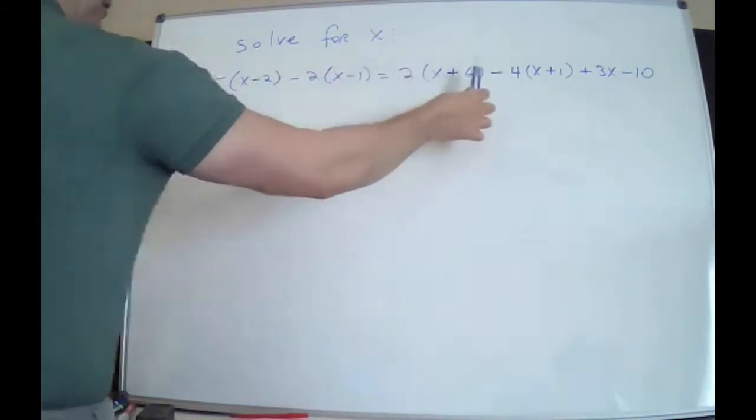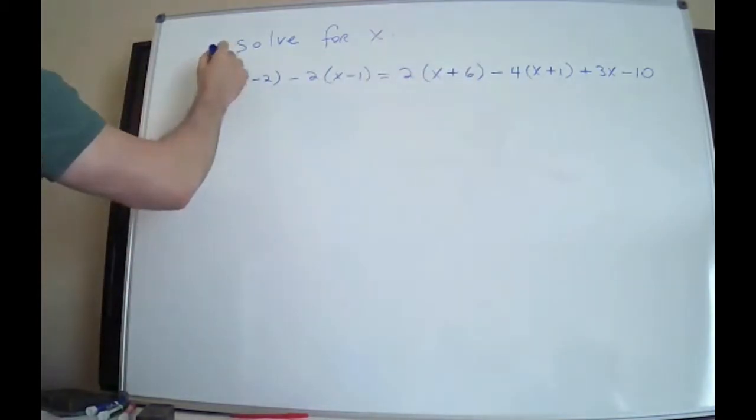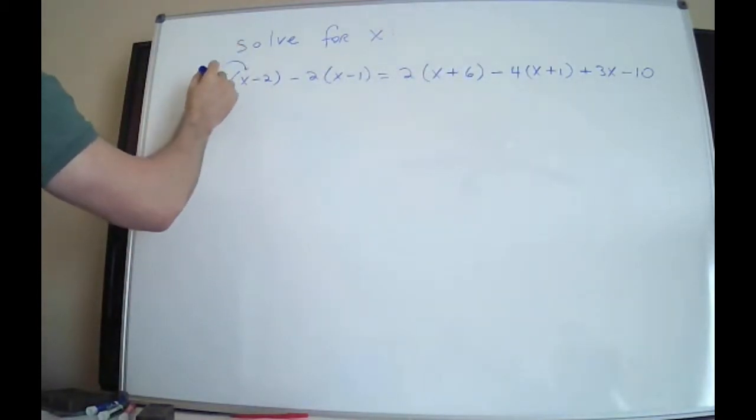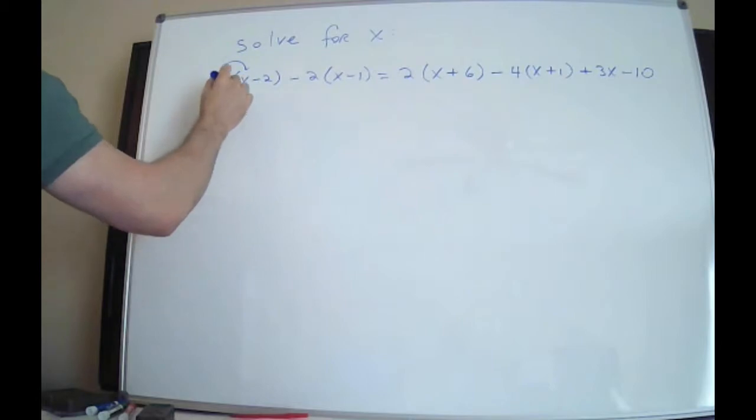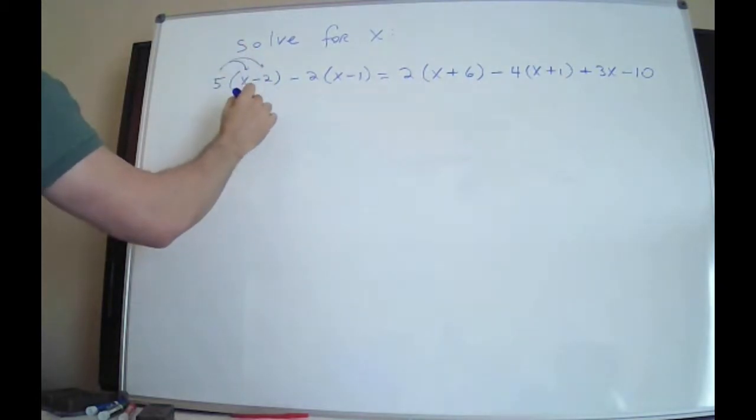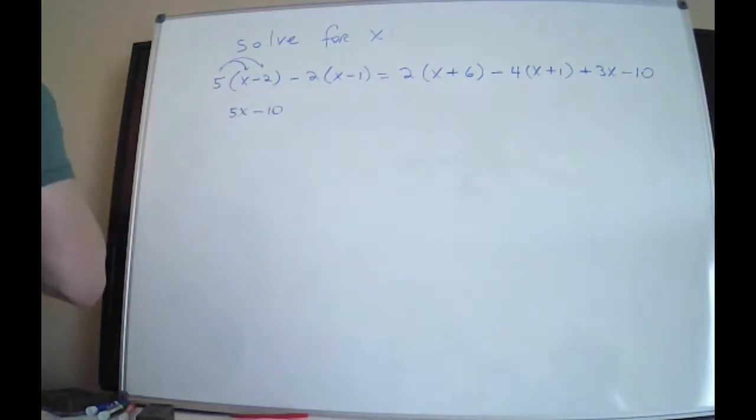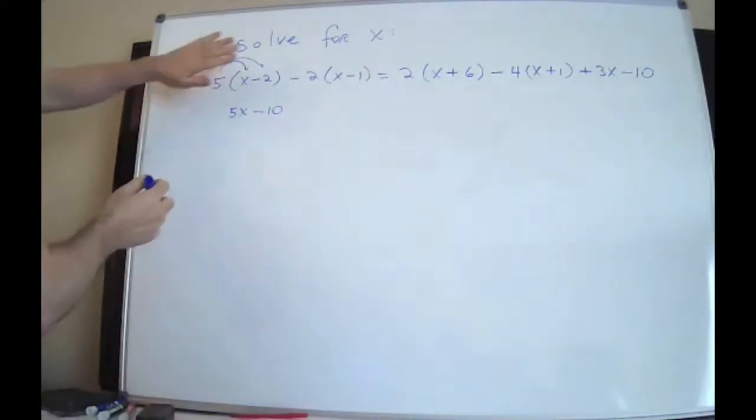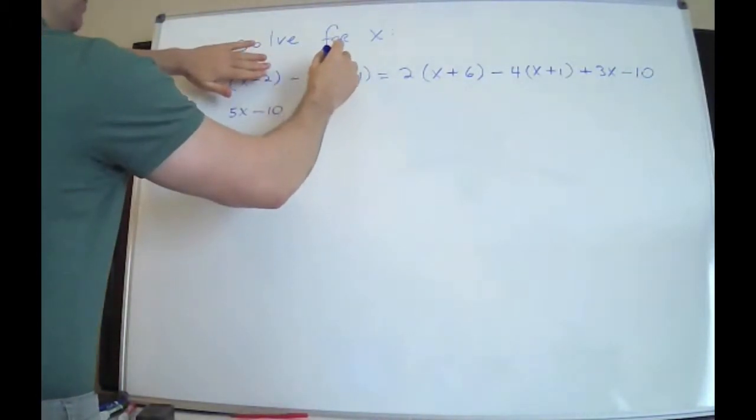I have 4 places where I can distribute. So I'm going to do them just very carefully, one at a time. I'm going to do 5 times x. Then I'm going to do 5 times -2. 5 times 2 is 10, and it's negative. Now that's done. So now I move on.